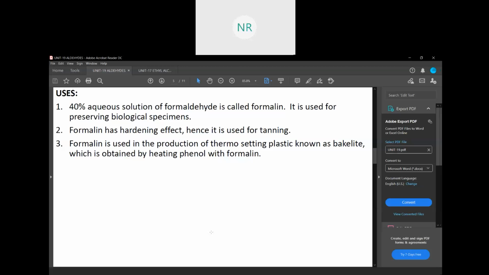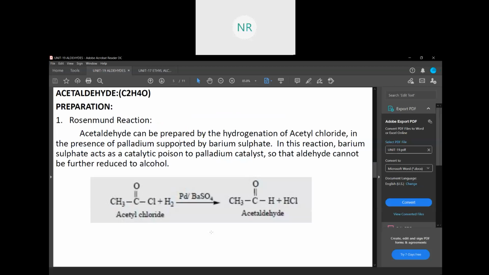So formalin is used in the production of thermosetting plastic known as bakelite, which is obtained by heating phenol with formalin. Thermosetting plastics are the plastics used in cell phones, landlines, something like that. Okay, formaldehyde on the whole is not very useful, but a 40% aqueous solution of formaldehyde is very useful as formalin. Okay, next we'll be studying about acetaldehyde.